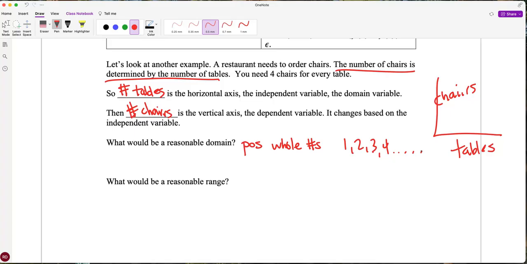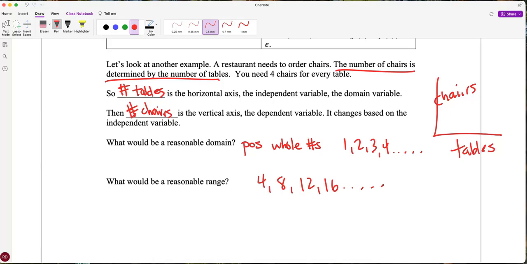What would be the range of this? Well, 4, 8, there we go, because I order 4 chairs per table. So the range is going to be 4, 8, 12, 16, and so forth, okay? So it's just getting you thinking about problems, domains, and range.